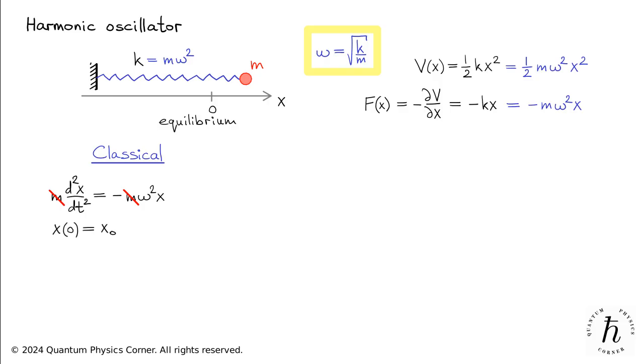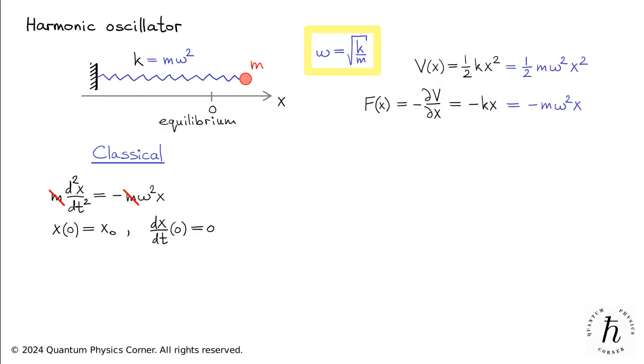Let's call the initial position x sub 0. As for the initial velocity, let's set it to 0 for simplicity. Physically, our initial conditions imply that the particle starts at rest from the point x sub 0. The Newton equation and the initial conditions completely determine the particle's trajectory.